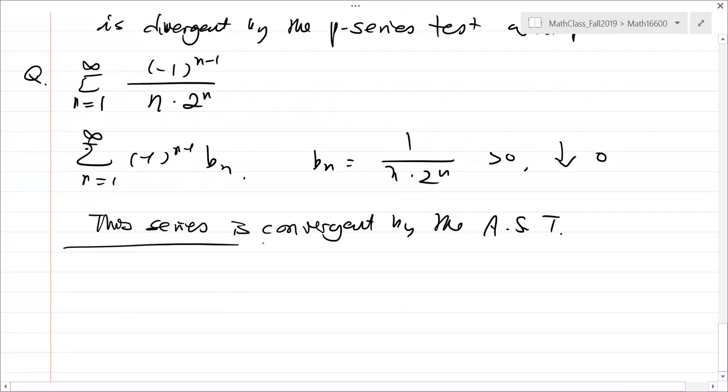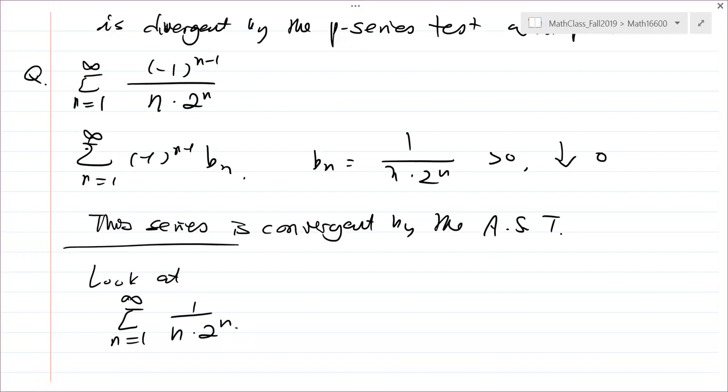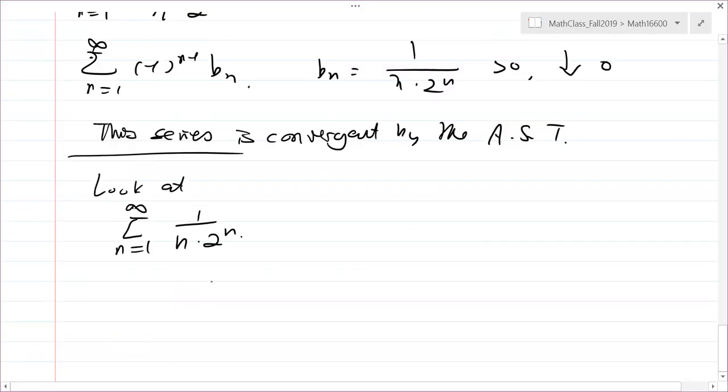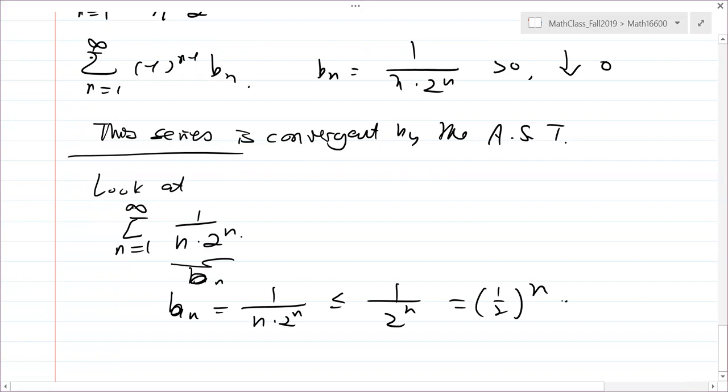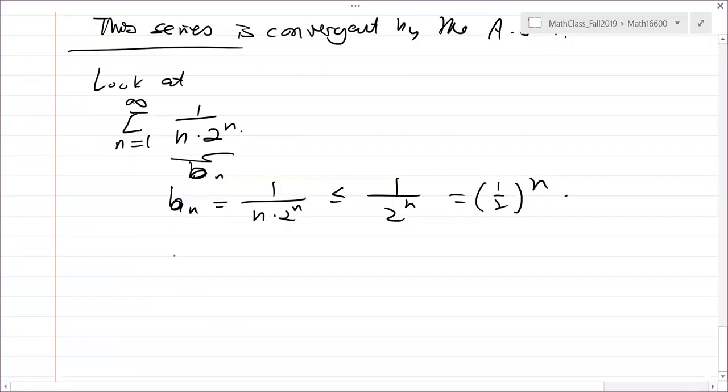But you can also work out this problem in a different way. Instead, look at the corresponding series where I get rid of the negative sign. I have a positive term series, and I think this series is going to be convergent. The reason is this is my bn, n times 2 to the n. Clearly, it's going to be less than this, and this can be written that way. It's obvious. So that means I know this is convergent.